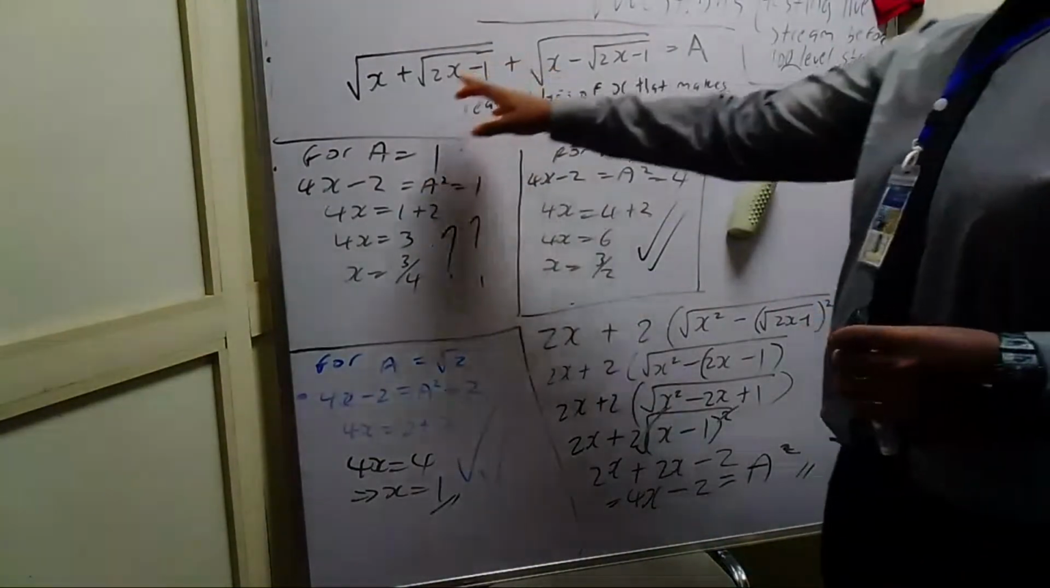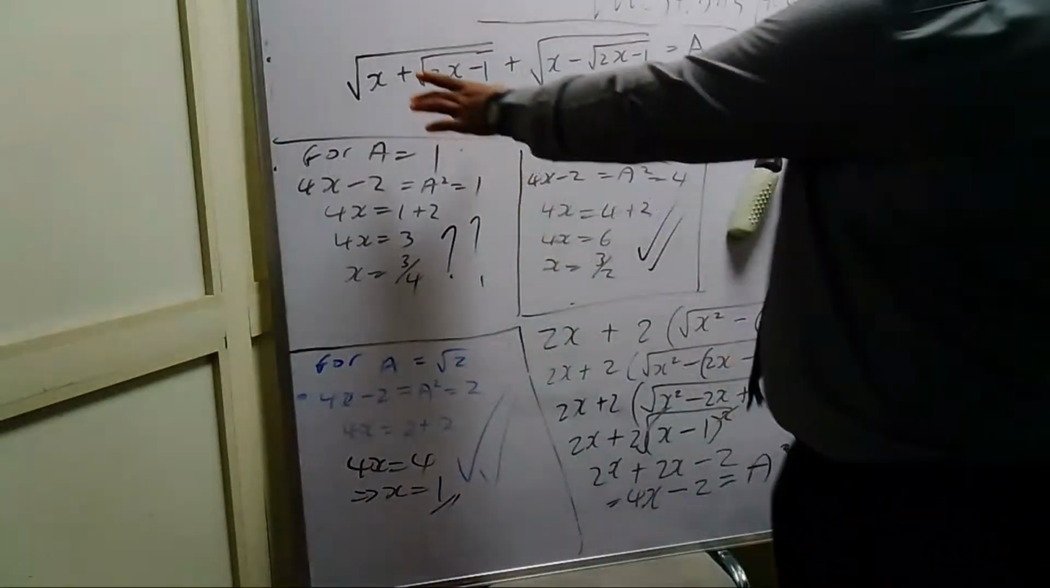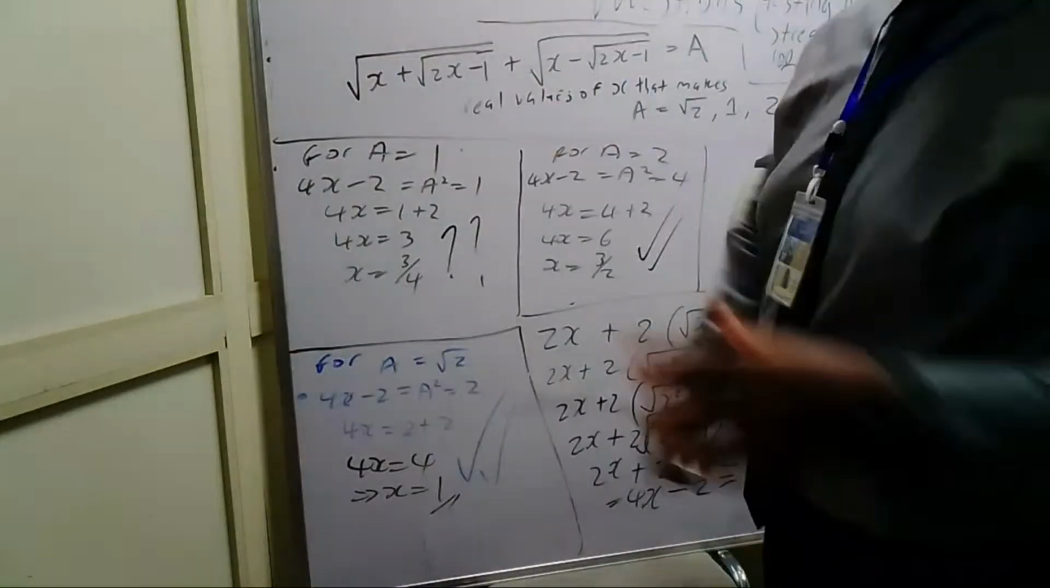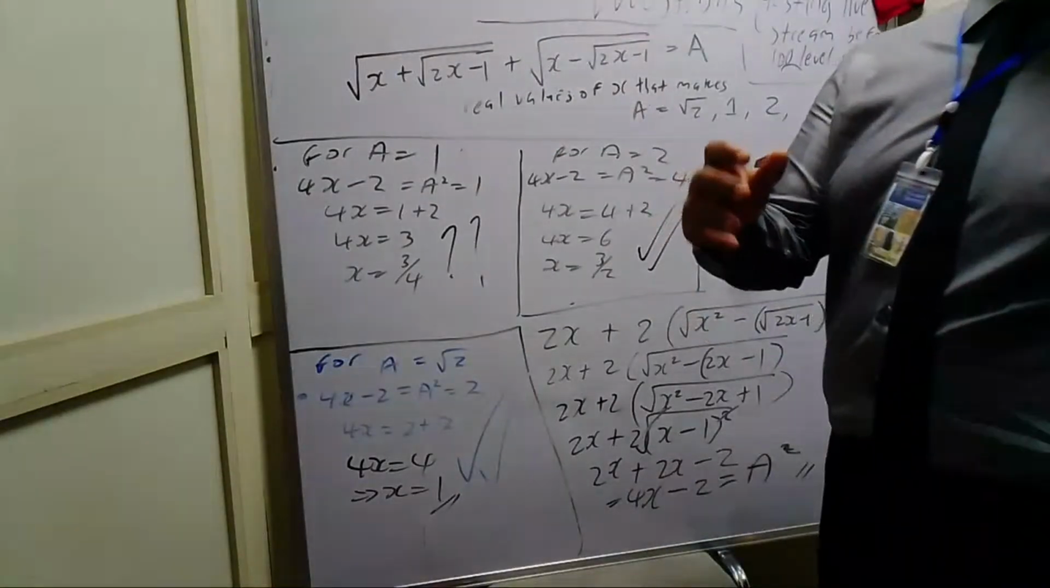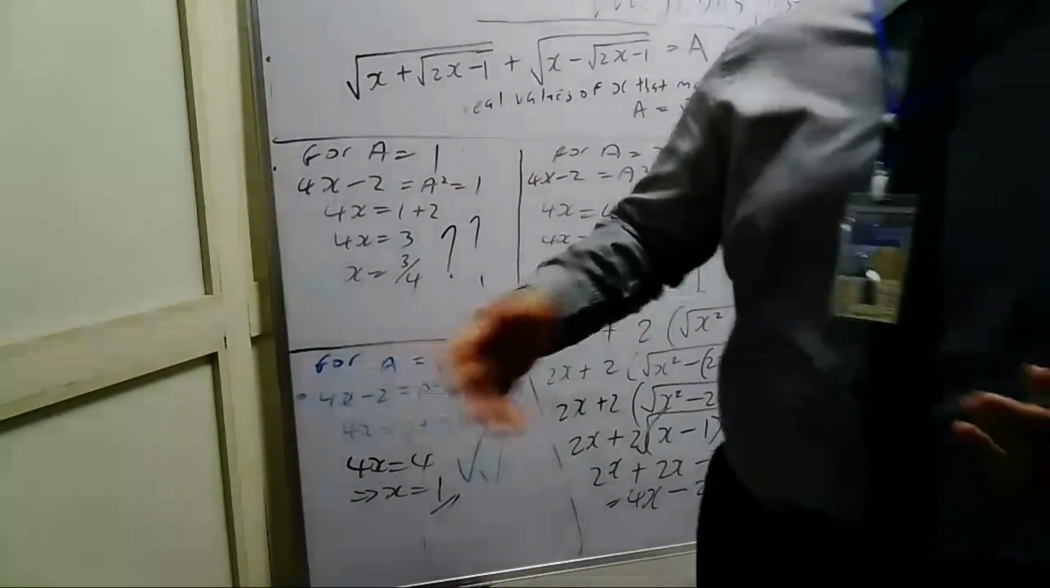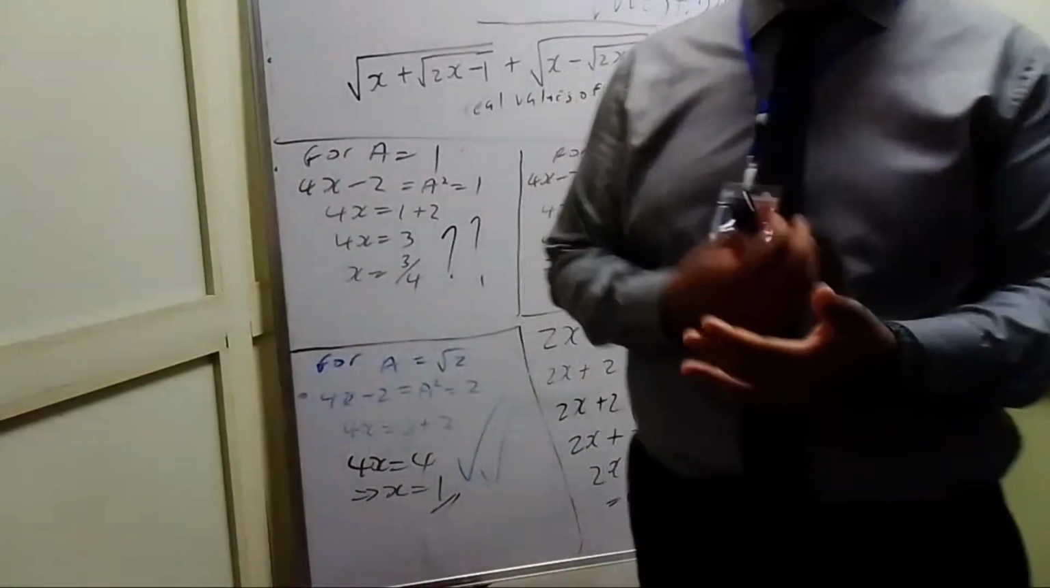The step I did with this one, I squared both sides. By the time I squared both sides, the square root cancels the square, and by the time you multiply, you get the difference of two squares. And by the time you simplify, you have x minus 1 squared. And since the square root of x minus 1 squared cancels out the square, you are left with just x minus 2.